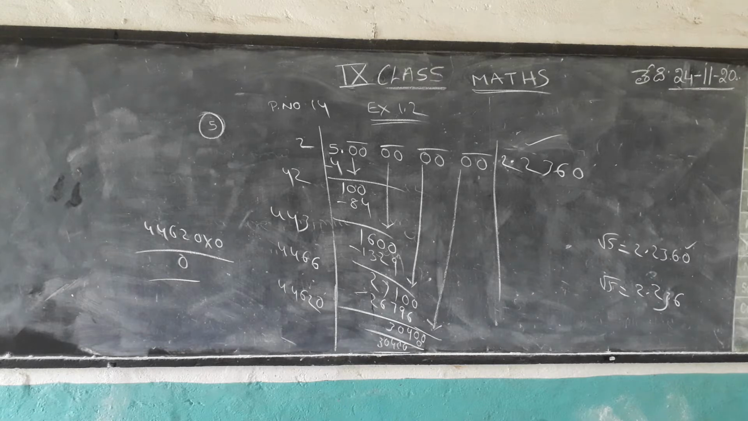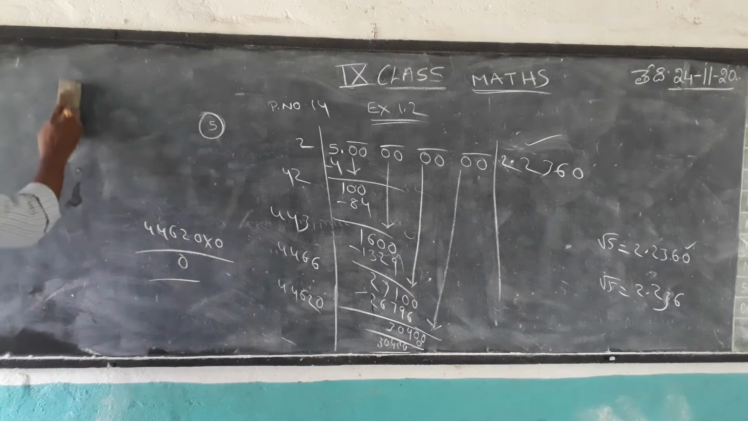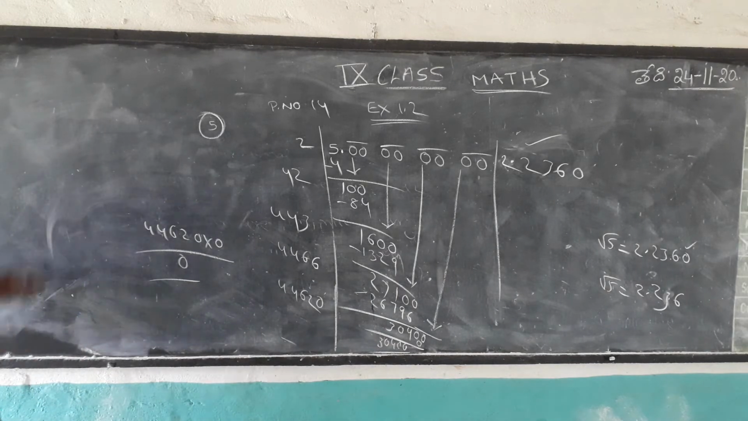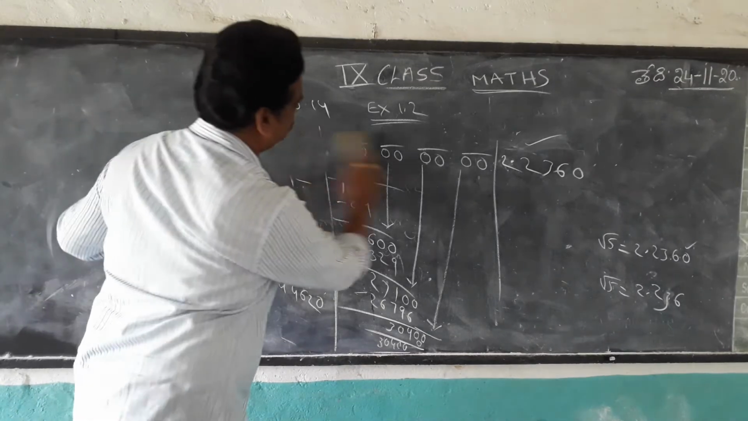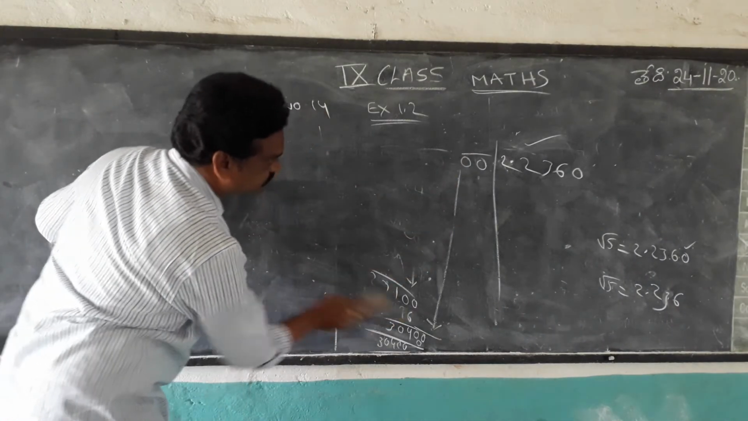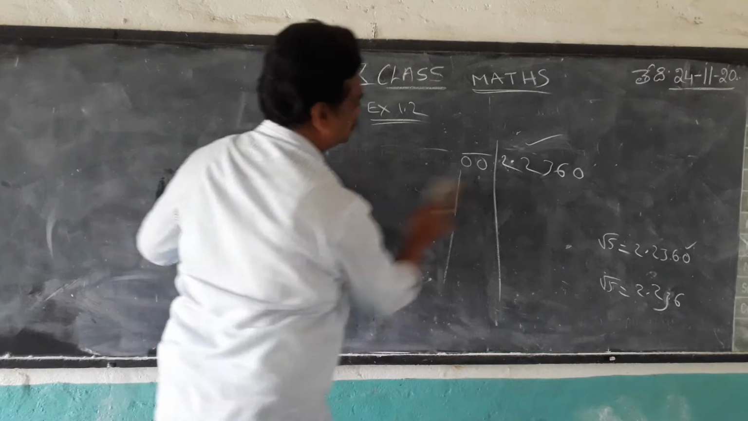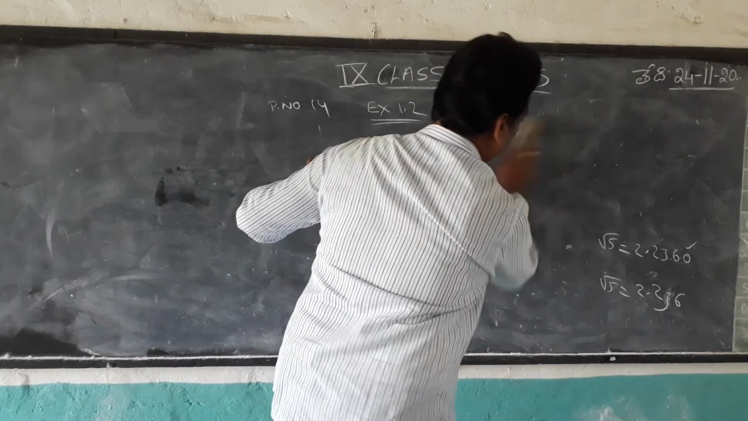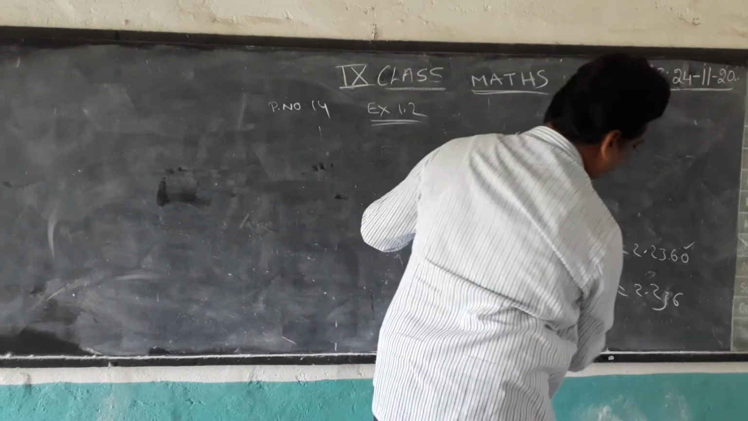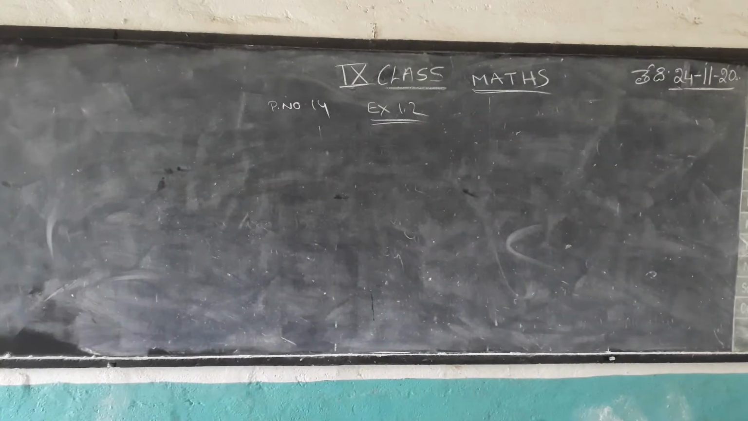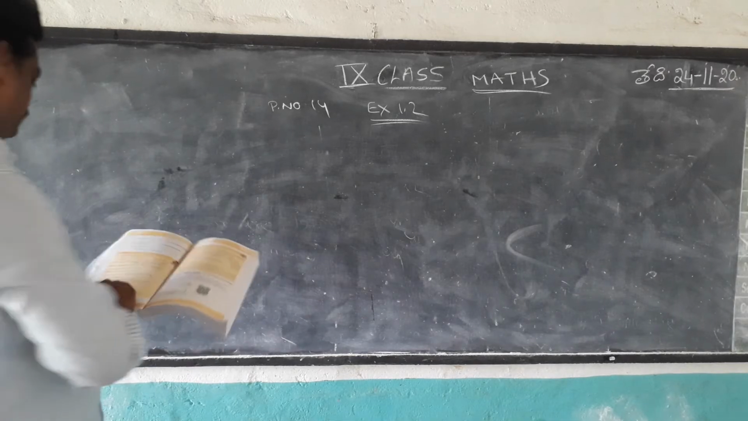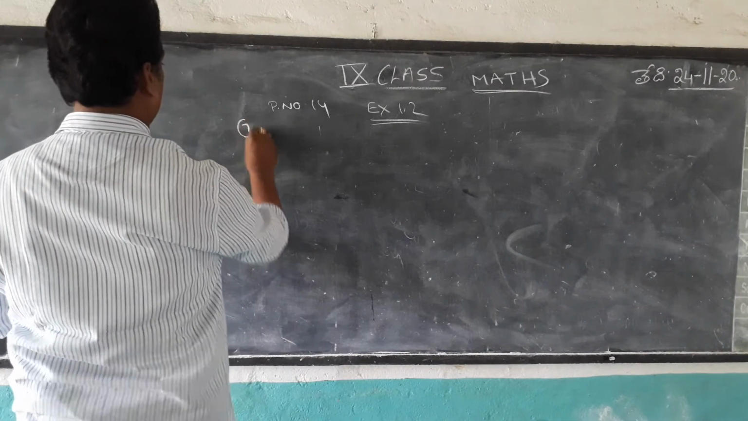Next. Same way, question number 6 is homework. Note question number 7. Root 5 value 2.236. Right, question number 7.